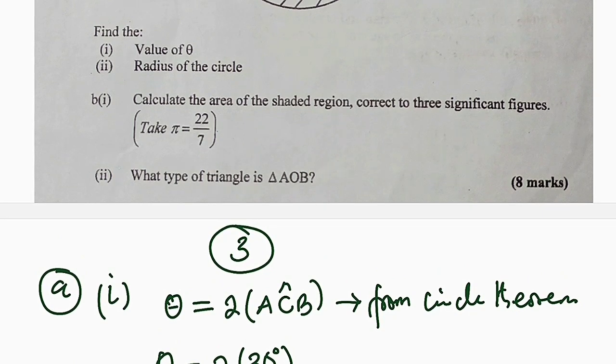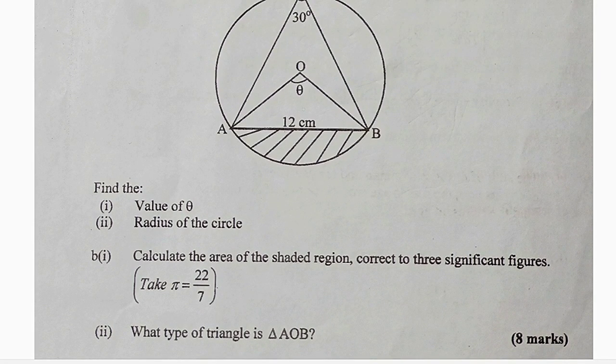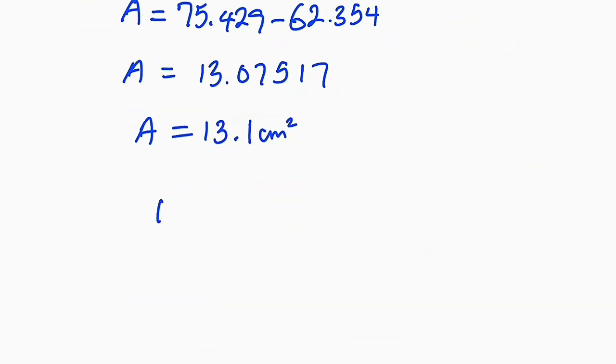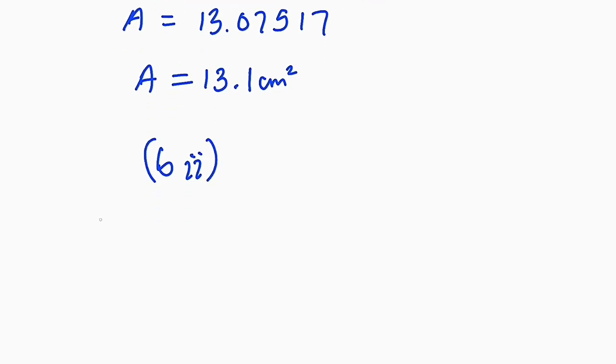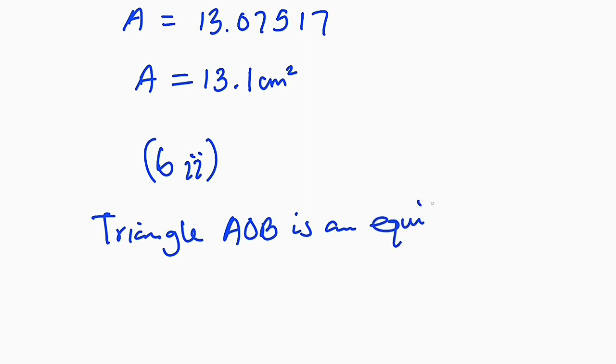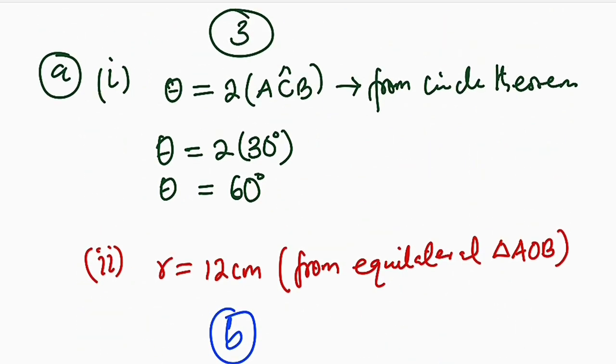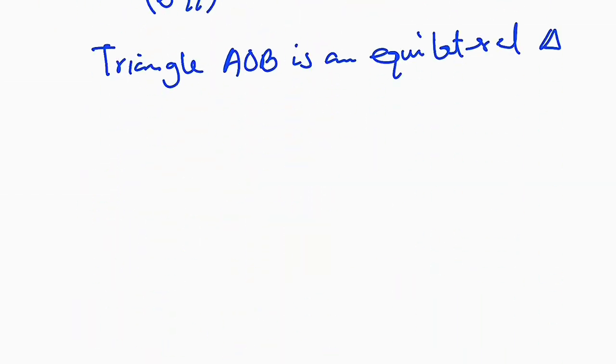Then they ask us to find which type of triangle this is. Already we have mentioned that this is an equilateral triangle. So B Roman 2, triangle AOB is an equilateral triangle, right? So we have just finished answering all these questions, number 3. Now let us move on to question number 4.